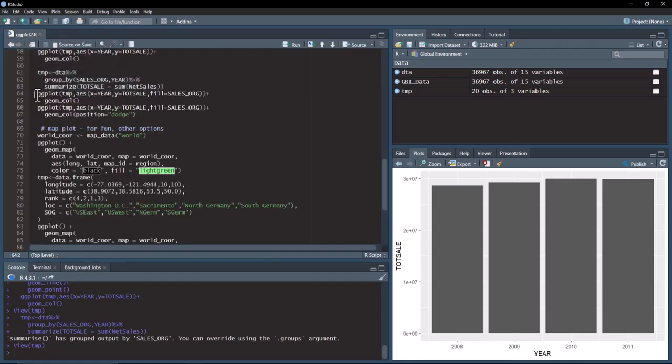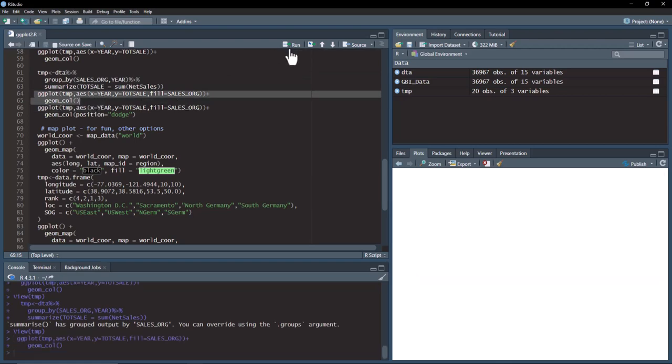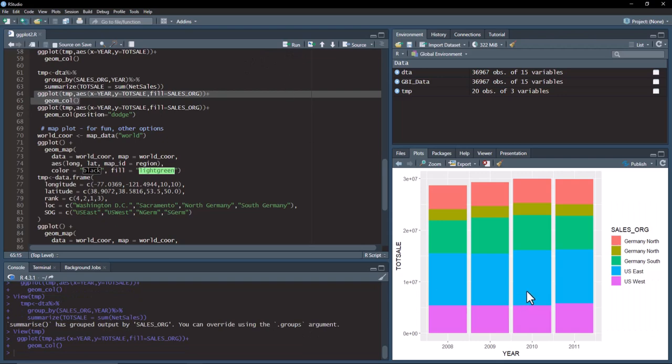Okay, so let's plot that and see if we fill by sales organization, similar to what we saw before. So the total sales of Germany North, of Germany South. Notice the largest total dollar value of sales is US East. US West is smaller, so the largest in terms of dollar value is going to be US East, followed by maybe the two Germany North and South are pretty similar. US West would probably be last, maybe.